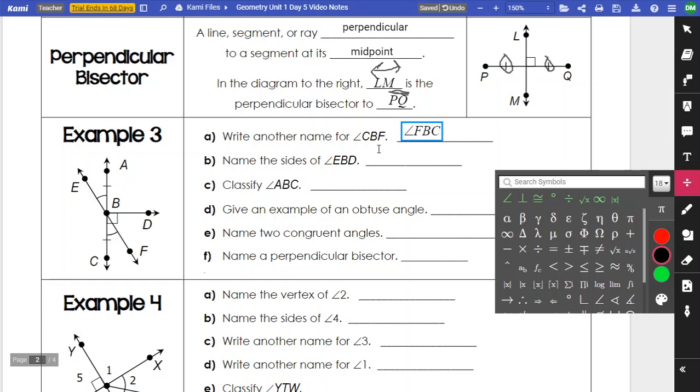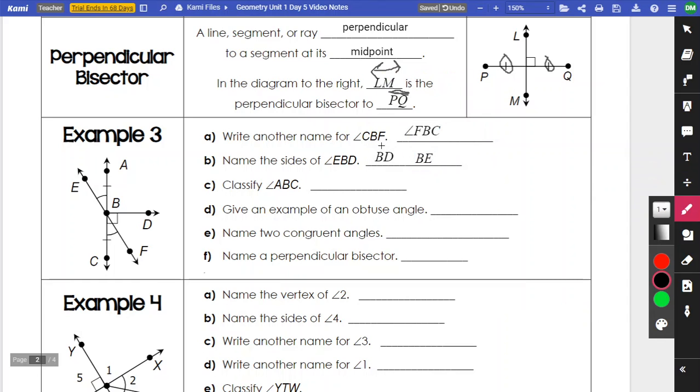All right, part B, we want to name the sides of angle EBD. So we've got two different rays that are the sides, and they both have an endpoint of B. So we've got BD and we've got BE. And I'm going to put some ray symbols over there.